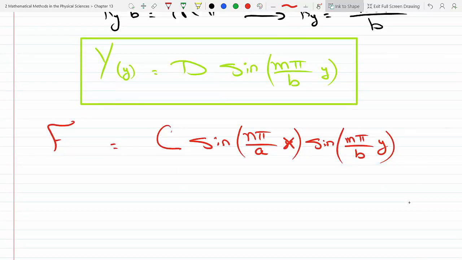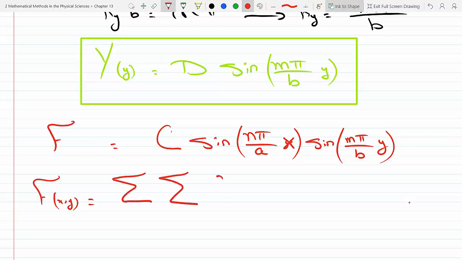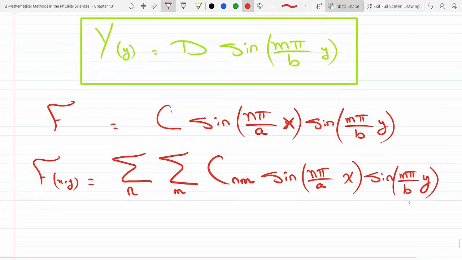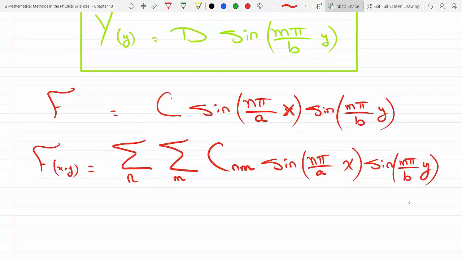So that means f of x comma y will just equal the double summation, let's call it C n m, since we have two variables, n m, sine n pi over a x, oops, the x is inside, sine m pi over b y. Fair enough. So this is the f.